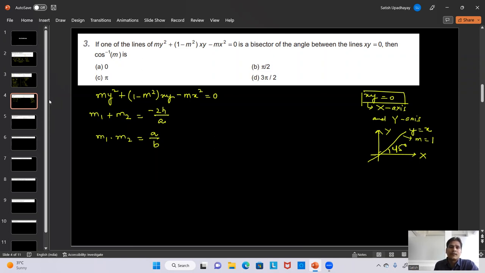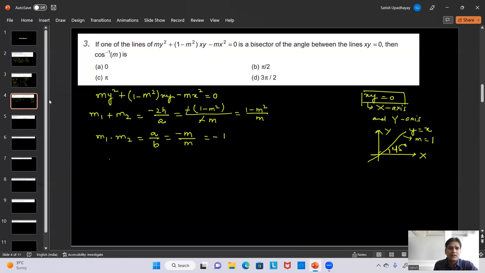And 2h is the coefficient of xy. So basically this will be minus 2h, so minus of 1 minus m square, and upon a, the coefficient of x square, which is minus m. So this minus minus will get cancelled out. It will be 1 minus m square upon m, right? And m1 into m2 is equal to a upon b. Now, a means the coefficient of x square, that is minus m, and the coefficient of y square is m. So this is coming out to be minus 1. Okay, so what can we do here?